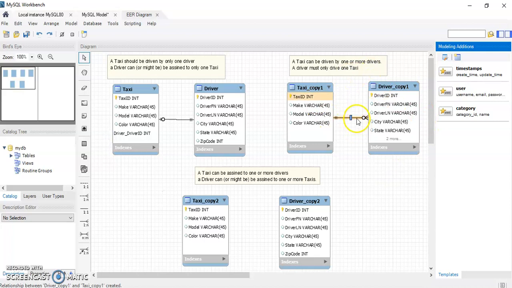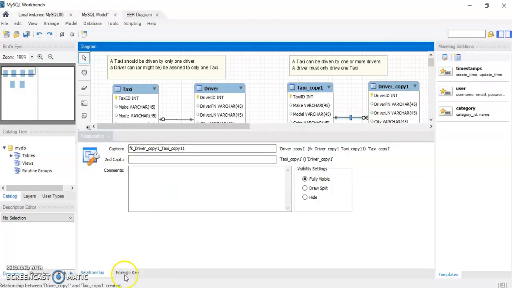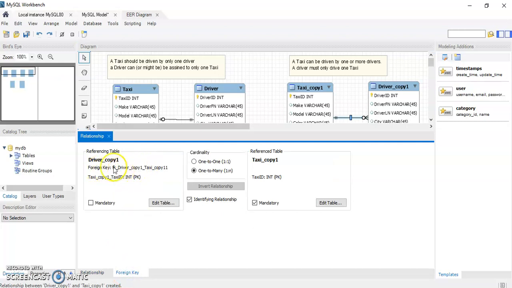So here, a taxi can be driven by one or more drivers, right? So we always go to the foreign key. I'm going to click on it again and go back to it, to see that my foreign key is always on the many side, is always here. This is the primary key. My foreign key is always on the many side.